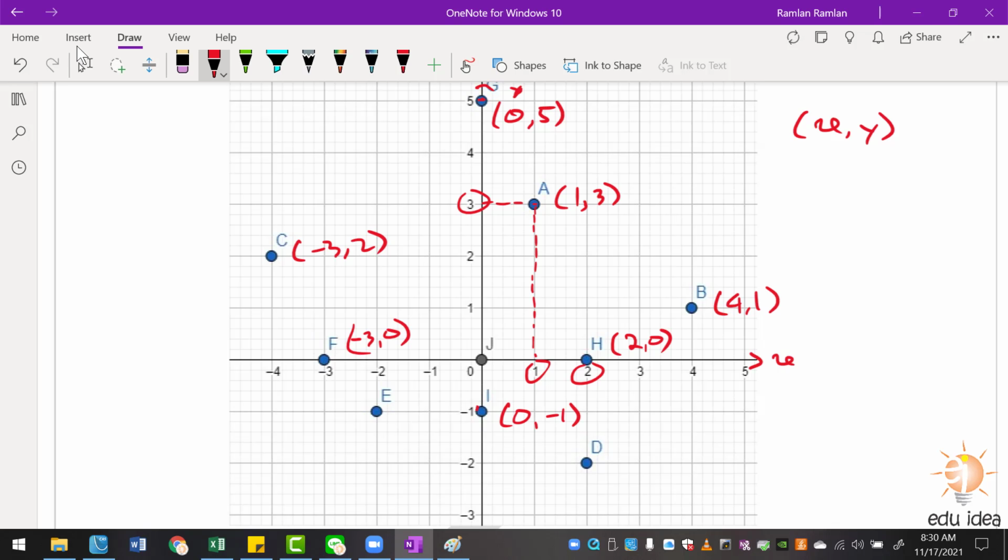For the last one, this one is J. We call it the origin, and the origin is always 0, 0. So that is question number 1.